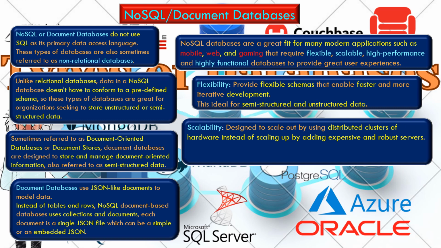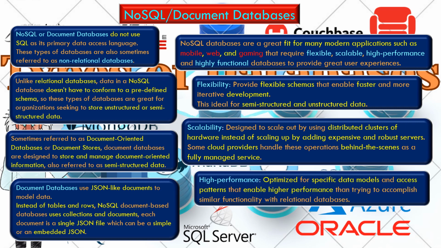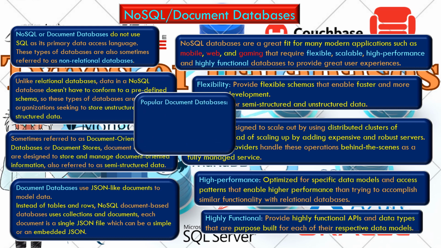Scalability is designed to scale out by using distributed clusters of hardware instead of scaling up by adding expensive and robust servers. Some cloud providers handle these operations behind the scenes as a fully managed service. High performance is optimized for specific data models and access patterns that enable higher performance rather than trying to accomplish similar functionality with relational databases. Highly functional provides highly functional APIs and data types that are purpose-built for each of their respective data models. Some popular document databases are Amazon DocumentDB, Apache Cassandra, Couchbase, CouchDB, and MongoDB.